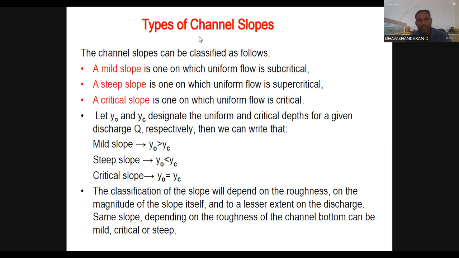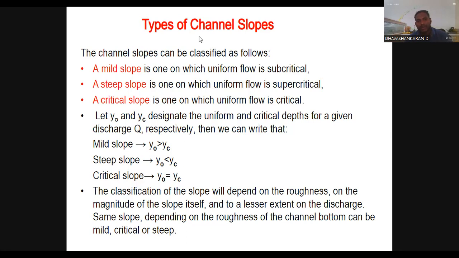Mild slope is one in which uniform flow is subcritical. So in mild slope, the flow is subcritical flow. Before the jump will occur, the mild slope will be created. Steep slope is one in which uniform flow is supercritical. In the steep slope, the flow will be supercritical, and in a critical slope the flow will be critical. This is the general idea of the different types of channel slopes.